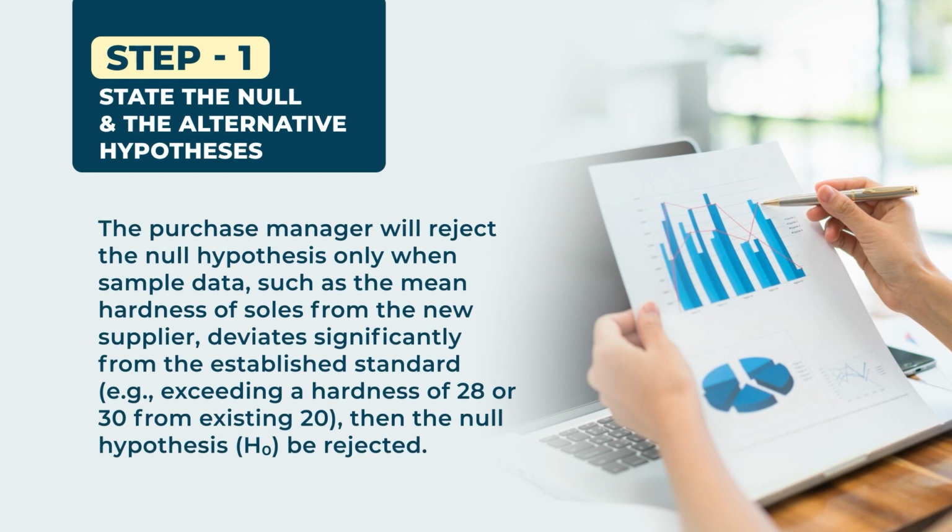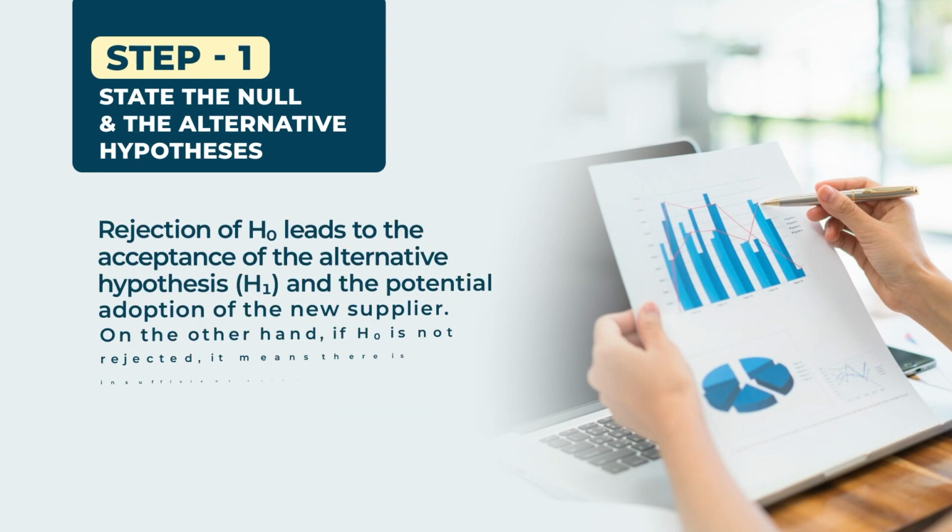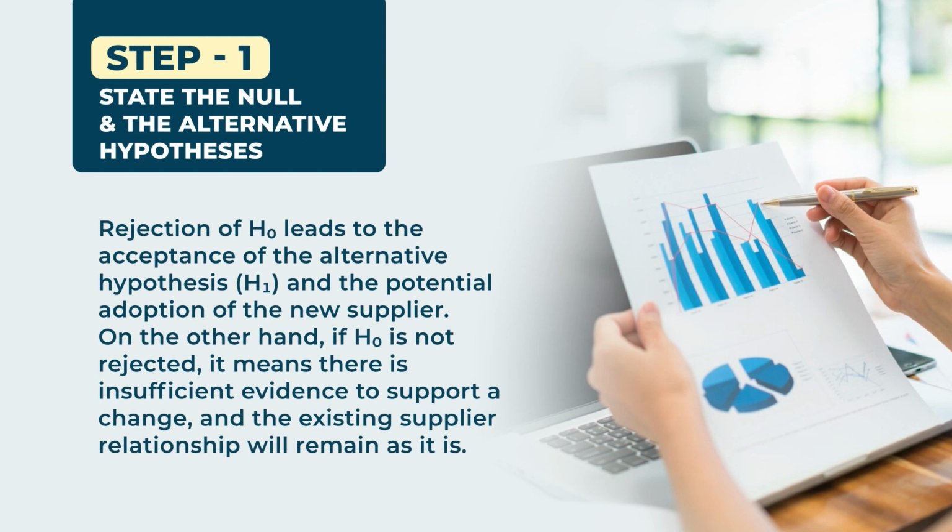The purchase manager will reject the null hypothesis only when sample data, such as the mean hardness of soles from the new supplier, deviates significantly from the established standard. For example, exceeding a hardness of 28 or 30 from the existing 20, then the null hypothesis will be rejected. Rejection of the null hypothesis leads to the acceptance of the alternative hypothesis and the potential adoption of the new supplier. On the other hand, if the null hypothesis is not rejected, it means there is insufficient evidence to support a change and the existing supplier relationship will remain as it is.